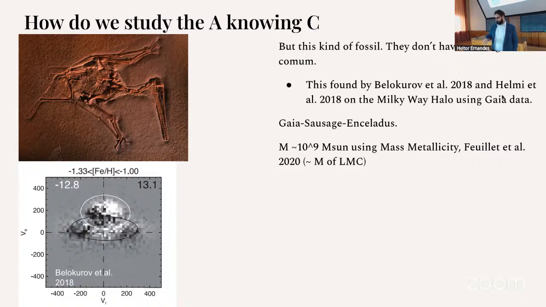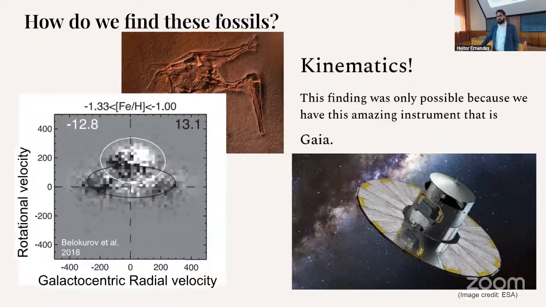Helmi was doing similar things with the Gaia data. However, she decided to call it Gaia-Enceladus, and now we call it Gaia Sausage-Enceladus. And just to give an example of the size of this body, because it was the largest major merger that the Milky Way experienced, it's about the size of the LMC in terms of mass when you analyze the mass-metallicity relation. So it was not a small galaxy falling into the Milky Way.